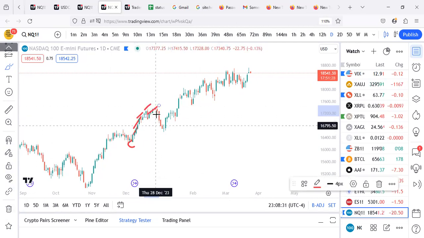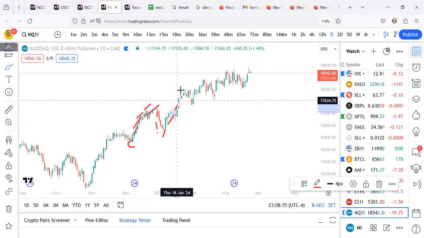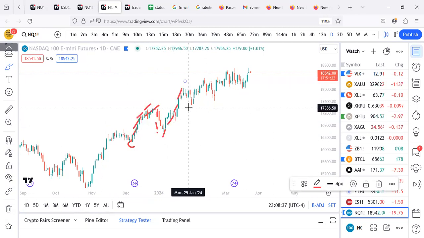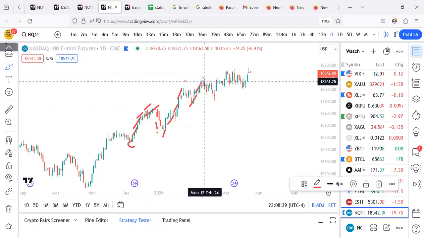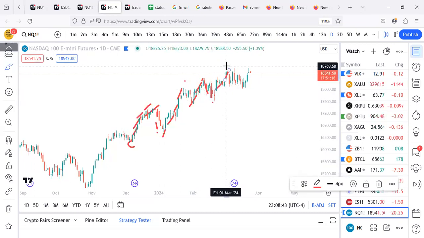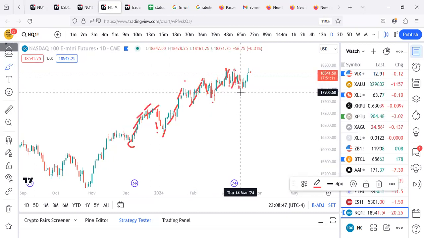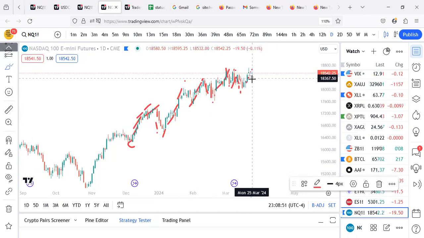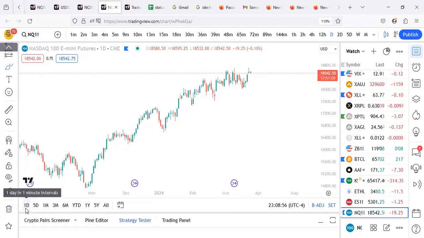Trade this every day in the correct direction. Stop loss hit, no problem. Trade this every day in the correct direction, and so on. And this is the way you become a trader.